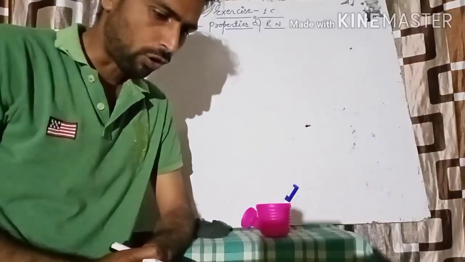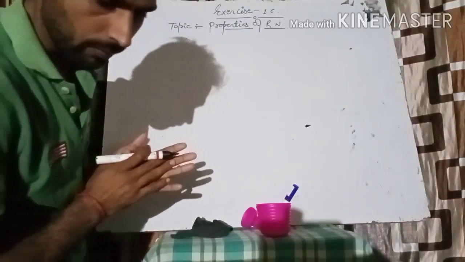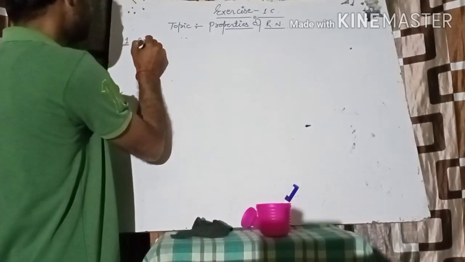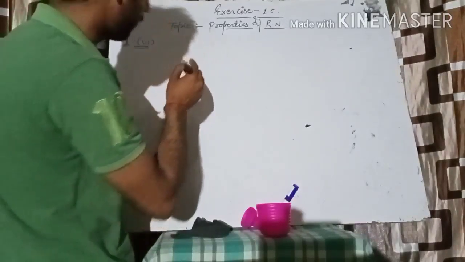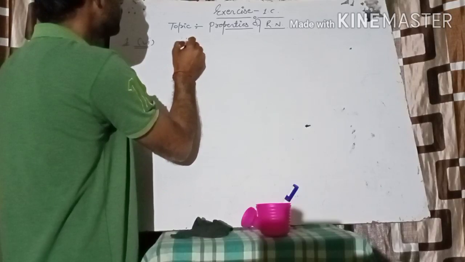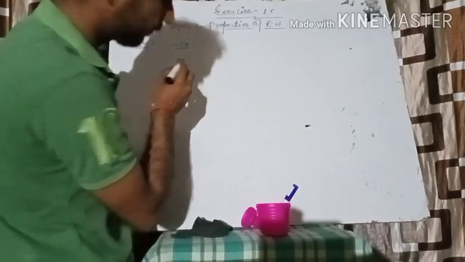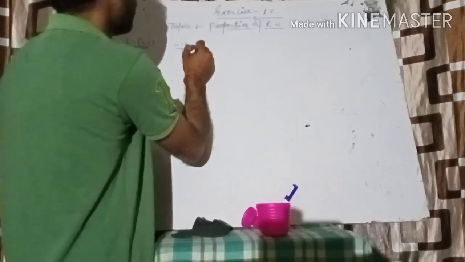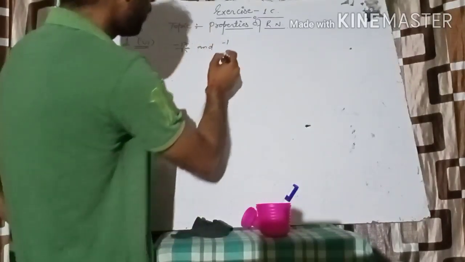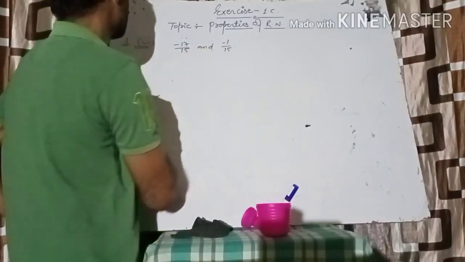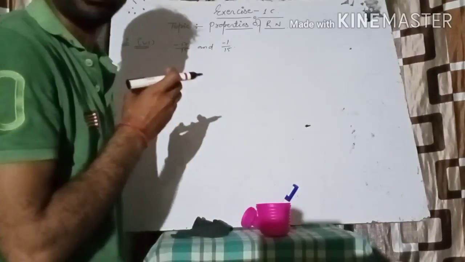Add the following rational numbers. What is the question? Add the following rational numbers. Here we are doing the sixth part, and we have the rational numbers minus 17 upon 15 and minus 1 upon 15. This is your question, and in this question we have to add them. Okay, here are the two rational numbers and we have to add them.